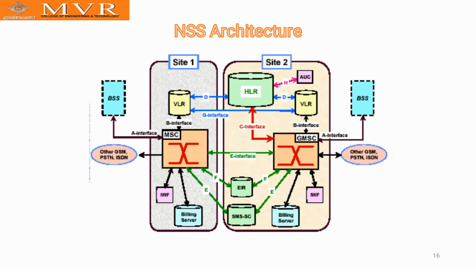So here the MSC has the switch and the IWF interworking function. Those communicate with the equipment identity register and SMS, using the interface to communicate from one site to other sites through the gateway mobile switching center. In this mobile switching center, there is authentication also. In this authentication, it will communicate with other networks such as GSM, PSTN and ISDN. So all are involved in communicating in the NSS architecture.